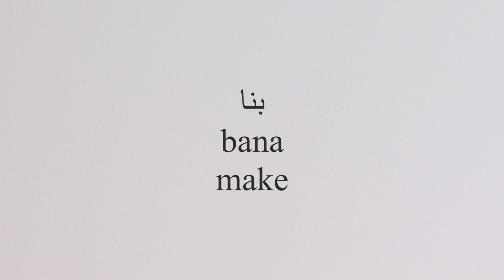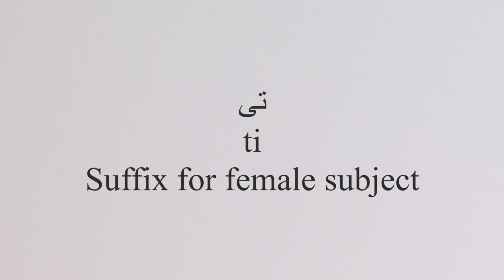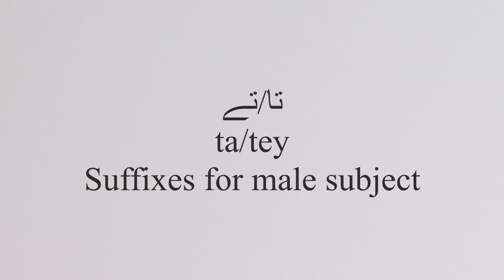If the subject is female, the suffix is ti, and if the subject is male, then the suffix is ta, or it can also be te. Te is either for a masculine singular person, one person, or te can also be for plural, many men. Or te can also be for someone we're trying to give respect to. For example, someone older than us, someone who is a stranger, or really higher than us in status.